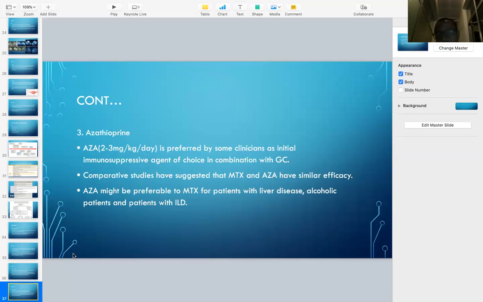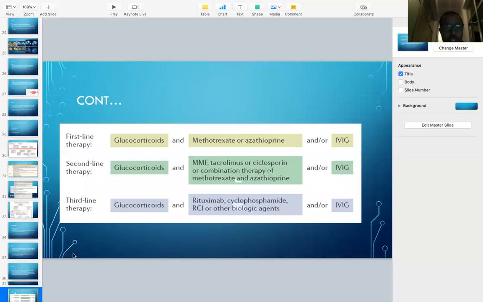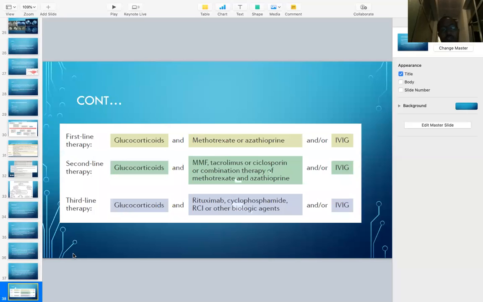In practice, methotrexate is commonly used as the first-line agent, and for those patients who fail methotrexate or are intolerant, you consider azathioprine, but there are compelling reasons. For example, patients with myositis plus ILD, then obviously AZA comes into the picture. So methotrexate and azathioprine are the first-line agents.